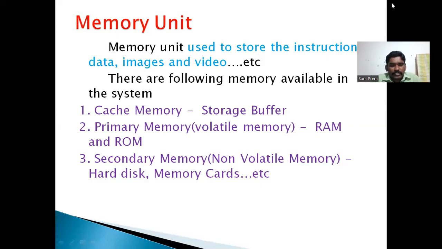First one, cache memory. Cache memory is one of the fast accessing memories. It has very little storage space, and we can say it's a storage buffer. So data will be stored temporarily in the cache memory. And the next one, primary memory. Primary memory is nothing but a volatile memory. So here also data will be stored temporarily.